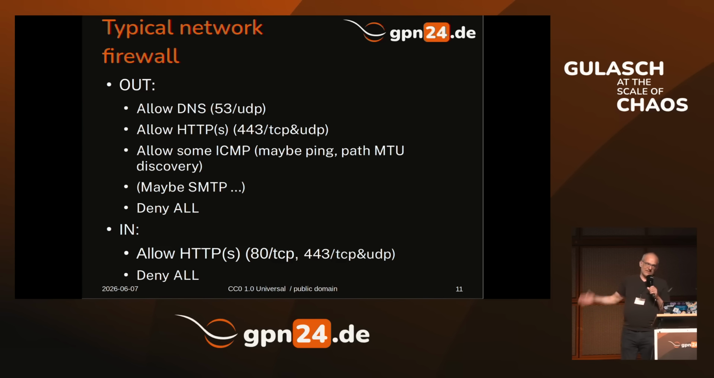So how does a typical network firewall look like these days? We need DNS. Most of it is still on port 53 UDP. We need HTTP, which is, I forgot HTTPS, sorry. 443 TCP and UDP for HTTP3. You should allow some ICMP for path MTU discovery. Most firewall admins still these days destroy it, make it unusable. Maybe you need SMTP, and that's basically all in most cases. And incoming traffic, if you run a server, you will probably want HTTPS incoming as well and deny everything else.